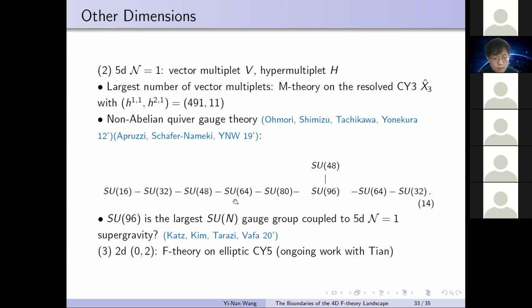And so finally, for the lower dimensional case, like 2D (0,2), a natural point to study is F-theory on elliptic Calabi-Yau fivefolds, and that's some ongoing work with Jiahua Tian. Okay.